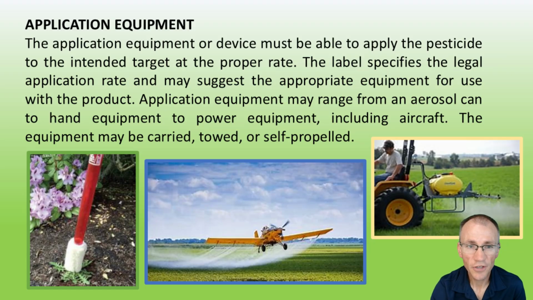Speaking of application equipment, the application equipment or device must be able to apply the pesticide to the intended target at the proper rate. The label specifies the legal application rate and may suggest the appropriate equipment for use with the product. Application equipment may range from an aerosol can to hand equipment to power equipment, including aircraft. The equipment may be carried, towed, or self-propelled.